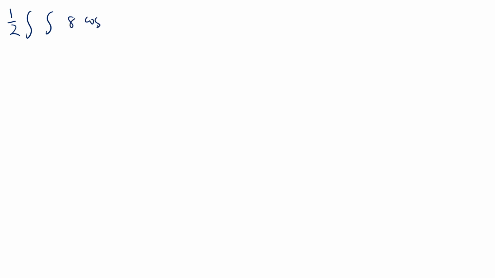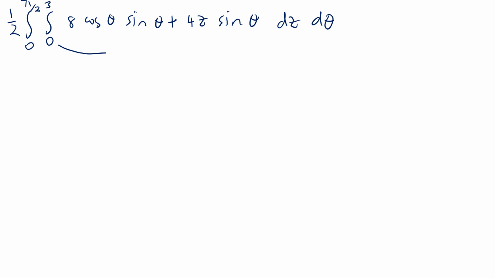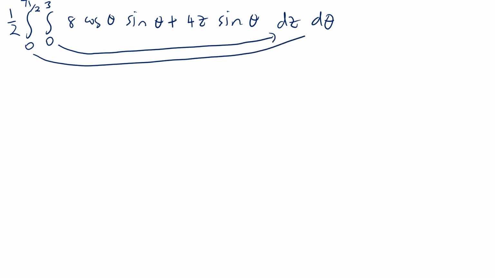The integral is 8 cos theta sine theta plus 4z sine theta dz d theta, where z is 0 to 3 and theta is 0 to pi over 2. Actually, you can change the order, you can put the d theta here and dz here, it depends on you, but make sure the limits are also changed. This is for z, and this belongs to d theta.